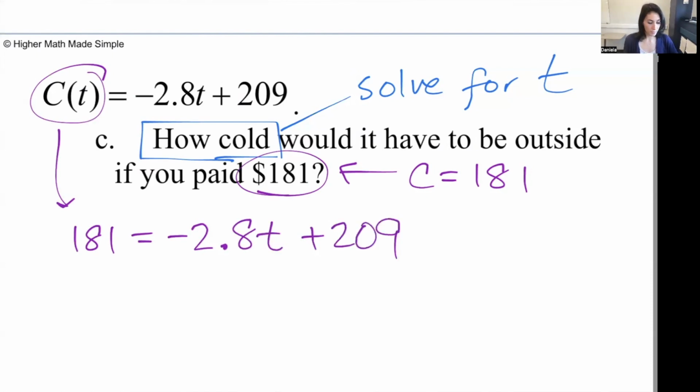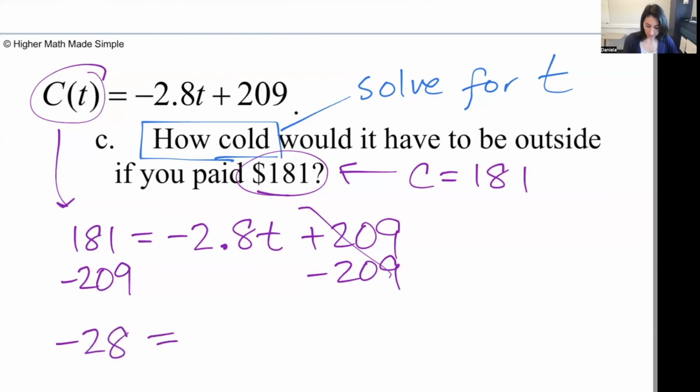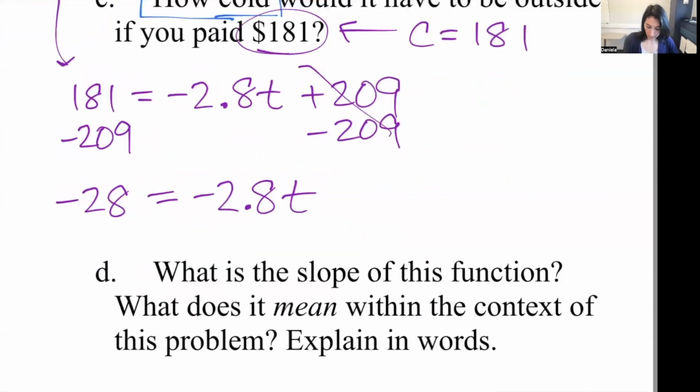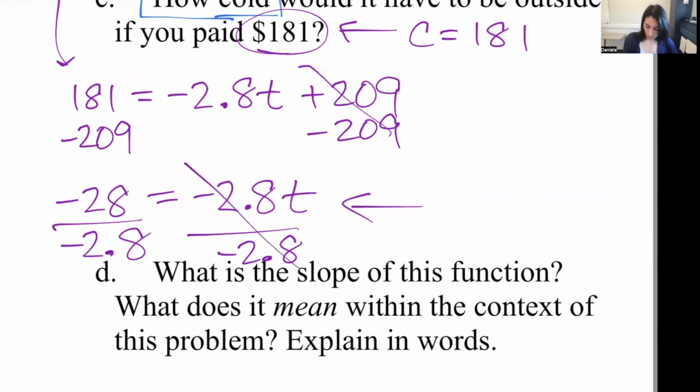First, we got to combine like terms. So we're going to subtract 209 on both sides. And then negative 181 minus 209 is negative 28. That is equal to the multiplication, right? So now to get rid of that negative 2.8, I'm going to be dividing by negative 2.8. And a negative divided by a negative is a positive, so I am going to get 10 degrees Fahrenheit.